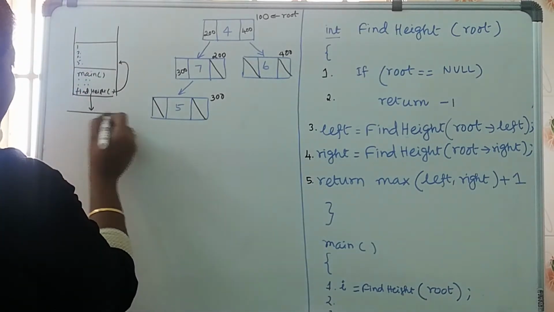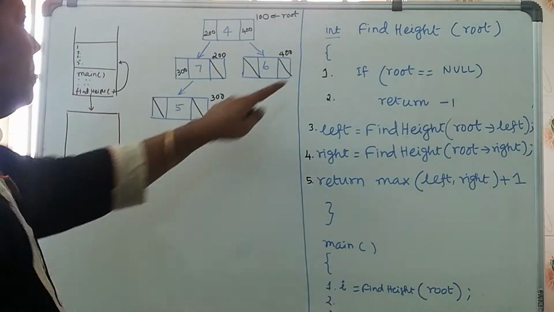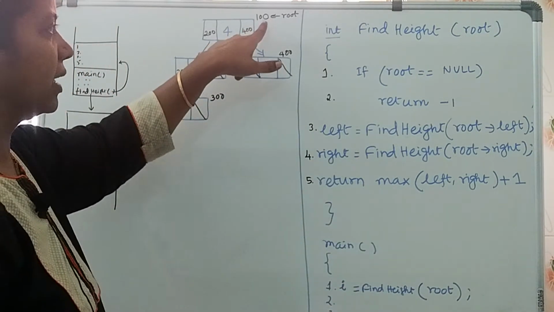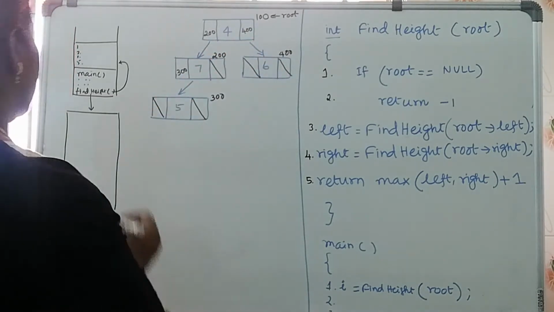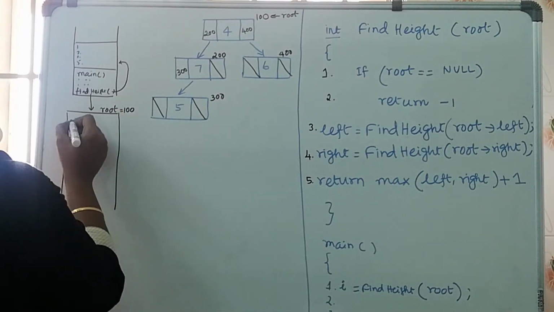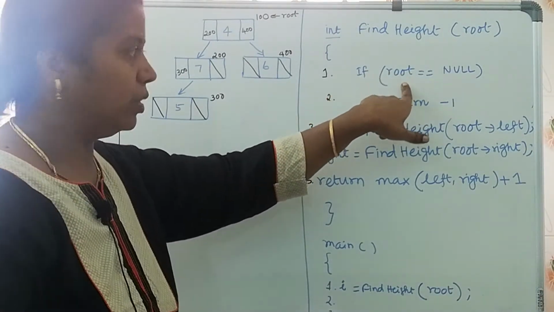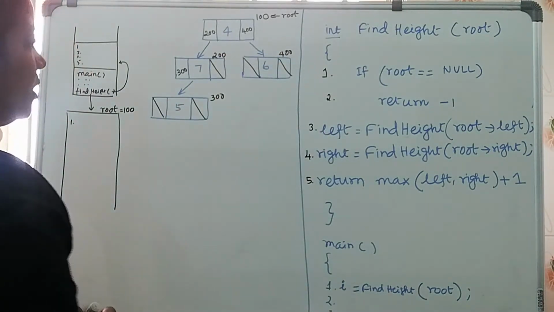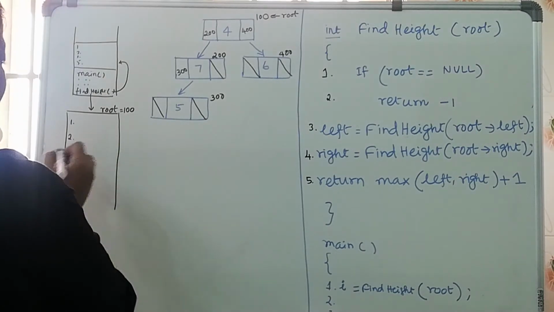By expanding, let's see what is going to happen while executing these statements one by one. Find height of root. So what is the root? Root is nothing but 100. We are passing the root of the binary tree, which is nothing but, let me write for our reference, root is nothing but 100. Upon executing line number 1, if root equal to null, no. This is not null, it points to 100. So it will not return -1. Instead, it goes to line number 3.